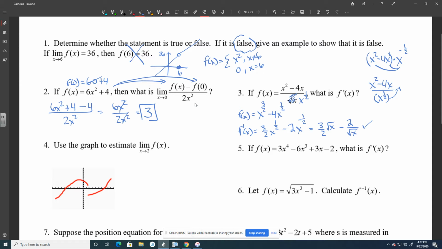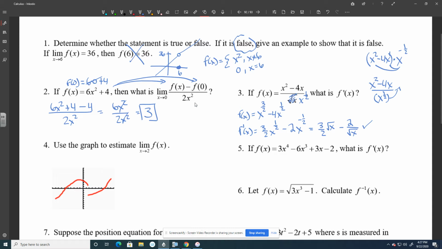If this was multiple choice, I'm guessing that they would want you to get a common denominator and just have one big fraction. So you would have to multiply this side by root x. You would have to multiply this side by 2. And I mean, let's look at what that would look like.